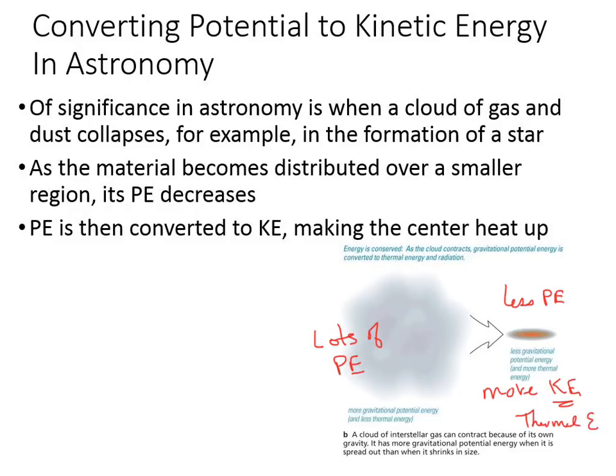Because in order for stars like the sun to shine, they have to have really hot cores in order for nuclear fusion to happen. And that's a player in this conversion of gravitational potential energy to kinetic energy.